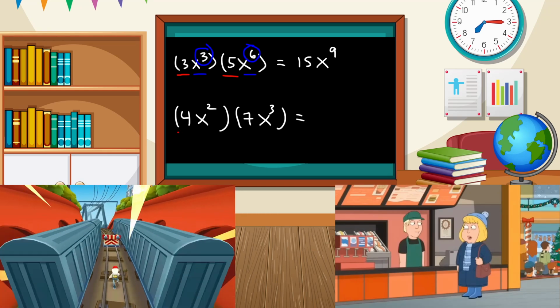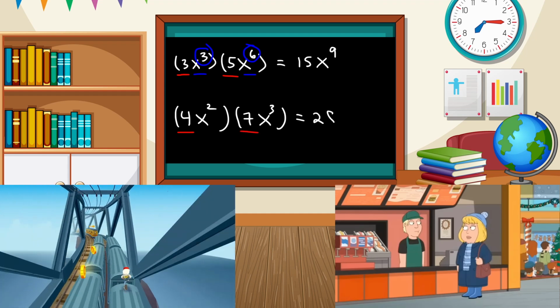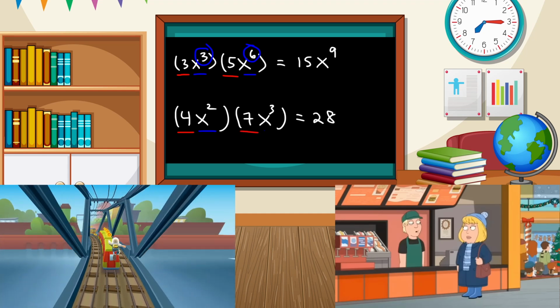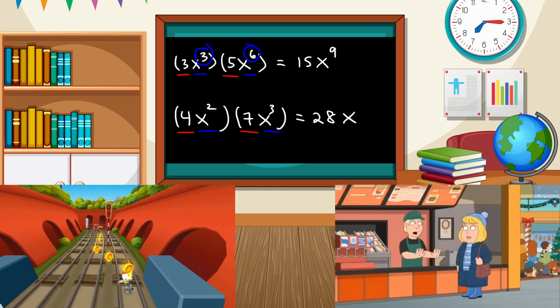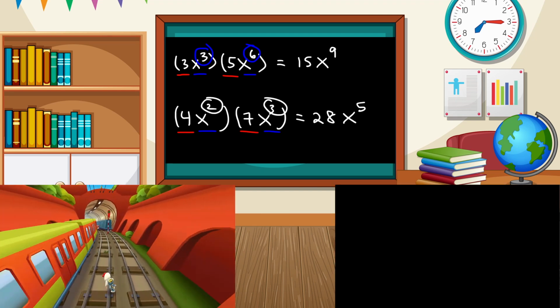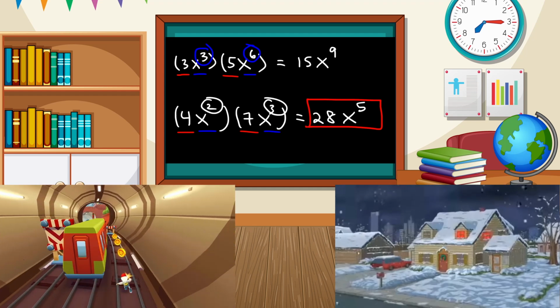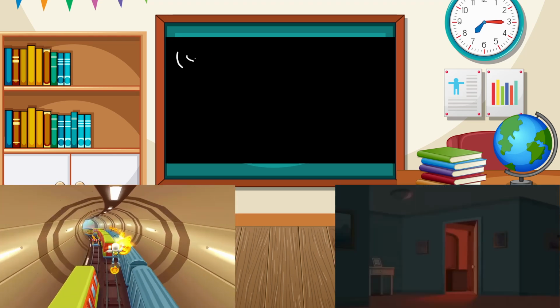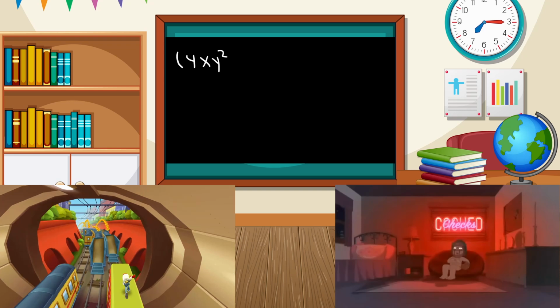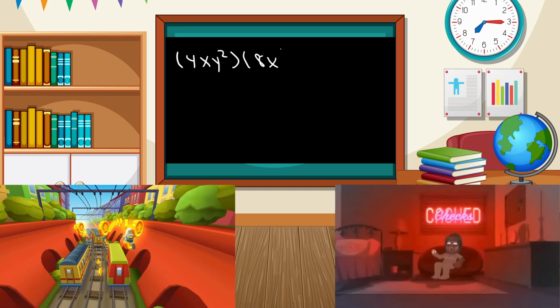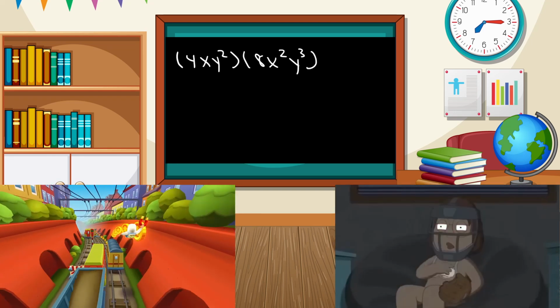So in this case, all you need to do is multiply 4 by 7. 4 times 7 is 28, and then we need to multiply x squared by x cubed. And so 2 plus 3 will give us 5. So our answer is 28x to the 5th power, and that's it. Now let's try a more complicated example. So let's say we have 4x y squared, and we're going to multiply by 8x squared y cubed. So go ahead and try this problem.